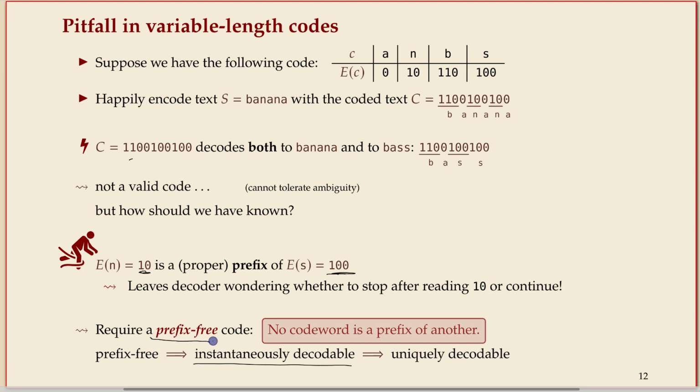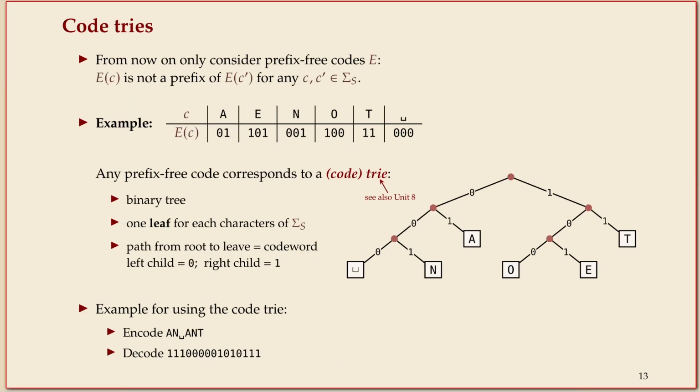So often, for variable length character encodings, we restrict our attention to prefix-free codes because they're fast to decode and they avoid ambiguity by definition. Now, it sounds like this is maybe an inconvenient thing to check, whether a code has this property of being prefix-free. But there's a nice way to do it by representing the code words in a trie.